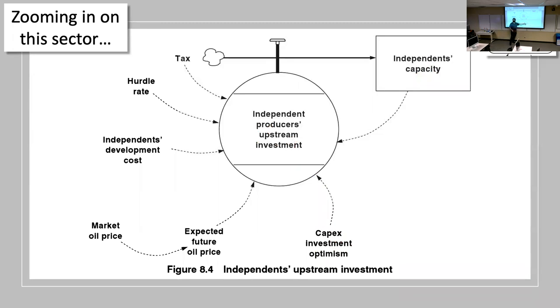If they are really optimistic, then a slight increase in price means it's probably going to stay there for a long amount of time. Small increases in price for short amounts of time will cause higher investments. Similarly, we know that there's a current market oil price, but inside each one of these independents, they've got their own little statistical models where they're predicting what the future oil price is based on the current oil price, because it takes so long to invest. I think this is kind of interesting because we are modeling how they're modeling.